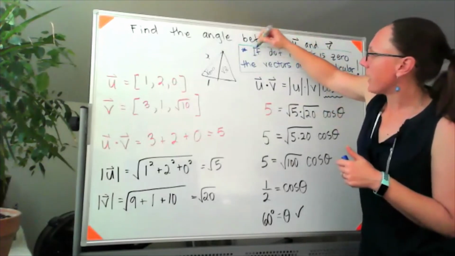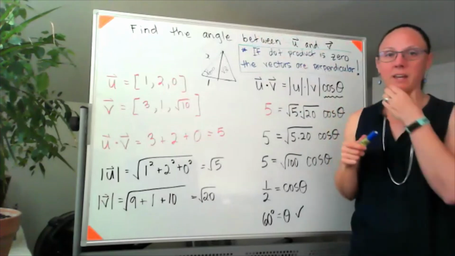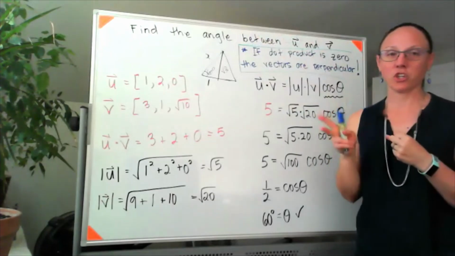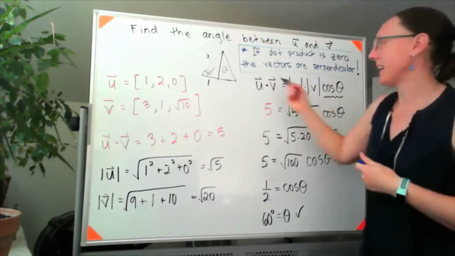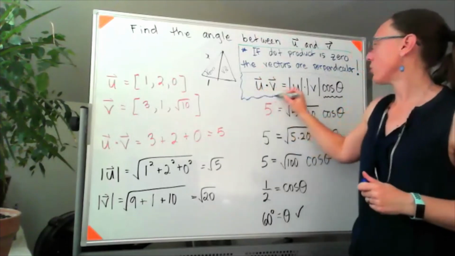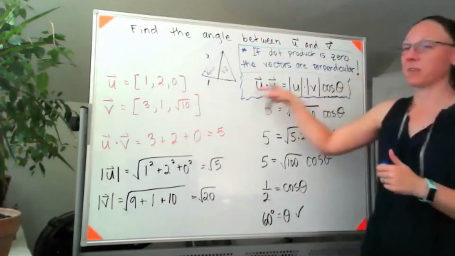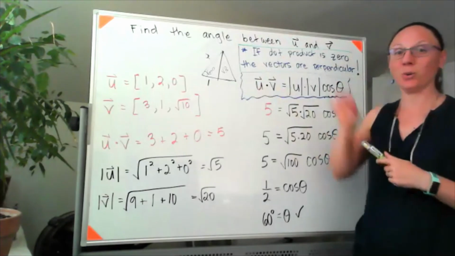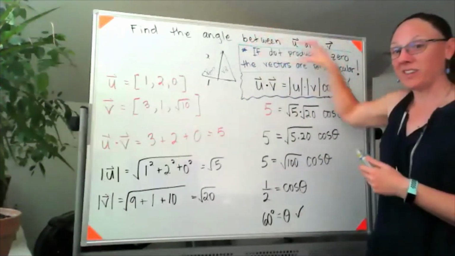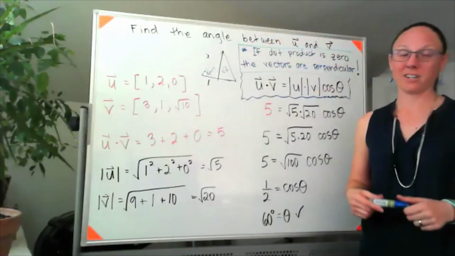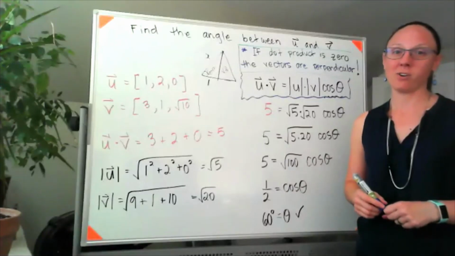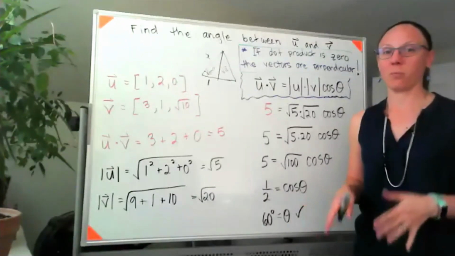I know I'm out of time for today, but there are 2 takeaways from today. One, you should get comfortable with this formula for dot product, and two, you should know this fact about the dot product, that if the dot product is equal to 0, then the vectors themselves are perpendicular.